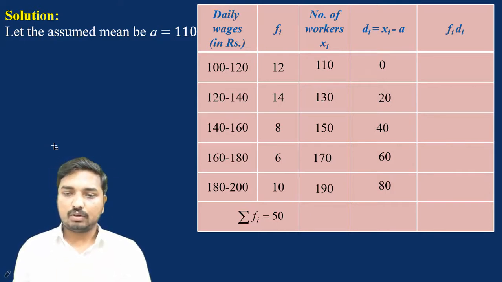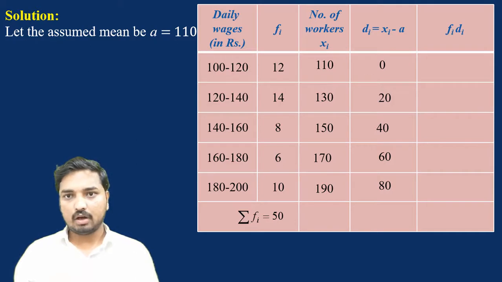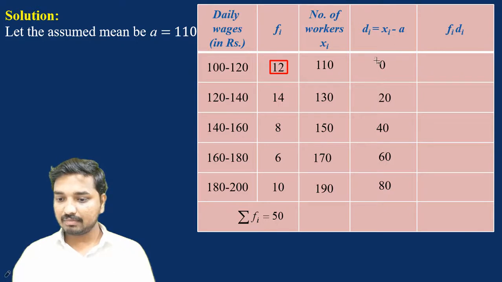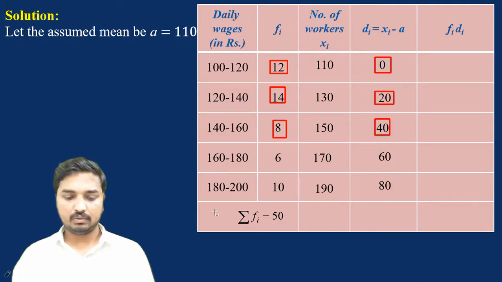The next step is to generate the last column, that is fi into di. Now you need to multiply frequency and deviation. Here fi is 12 and di is 0, so 12 into 0 is 0. In the same sense, 14 into 20 is equal to 280. Then 8 into 40 is 320. You need to calculate like this.